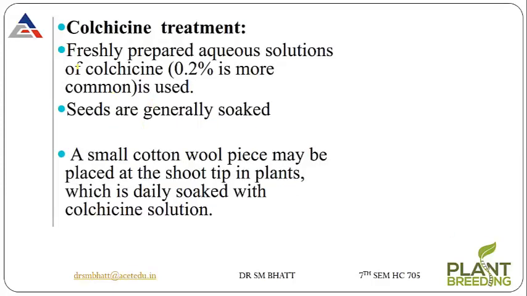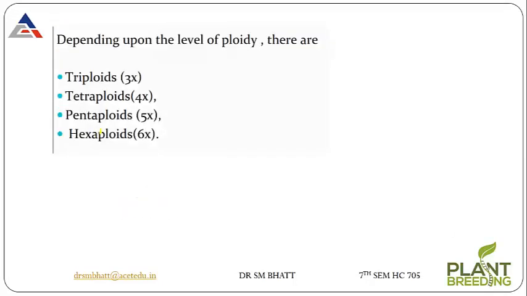In colchicine treatment, almost 0.2% is enough, because a higher concentration may be very toxic. Depending upon the level of ploidy, there are triploids, tetraploids, pentaploids and hexaploids. Triploid means 3x, tetraploid 4x, pentaploid 5x, hexaploid.